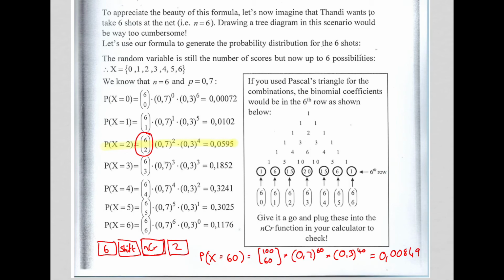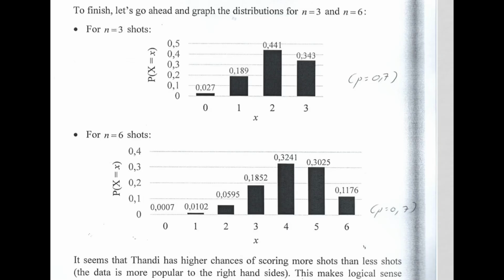All right, let's look over the page. Okay, I'm not going to go through that. I just want you to take a bit of time. If you have to pause the video, do that, and look at the distribution graph for n equals 3 and n equals 6.